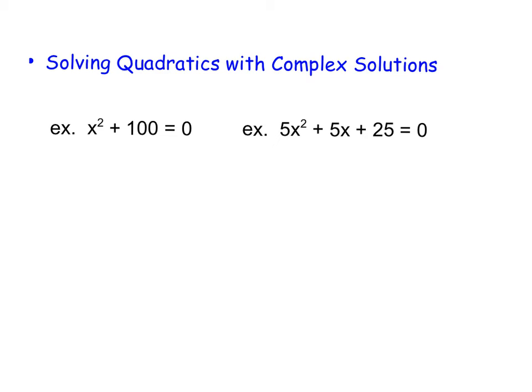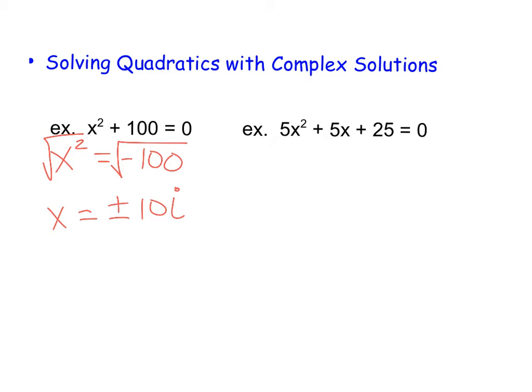All right, solving quadratics. So pause and do these two. So this is the easy one. x squared equals negative 100. And then I can just do the square root of both sides. x equals plus or minus, the square root of 100 is 10. And then we have that negative 1 under there, so i.